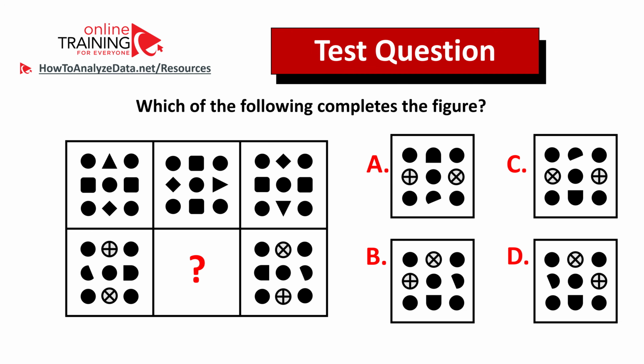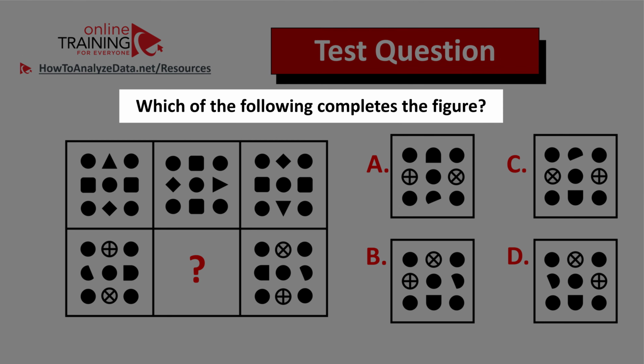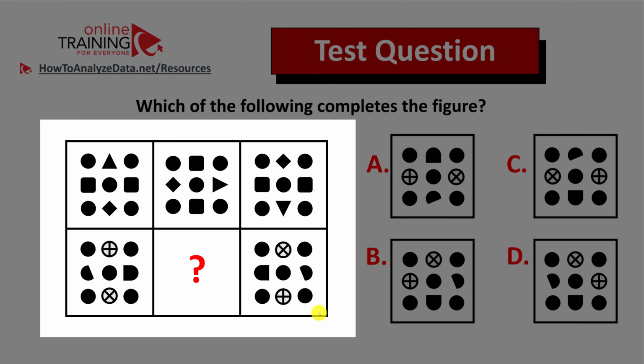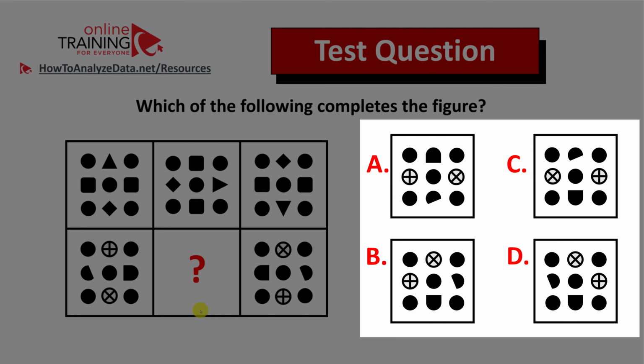And now I have a question for you. I have full confidence that you can solve this question in less than 15 seconds. Here's the question. Which of the following completes the figure? You're presented with the figure on the left, and one square is missing. The square with the question mark. You have 4 different choices to choose from. Choices A, B, C, and D.